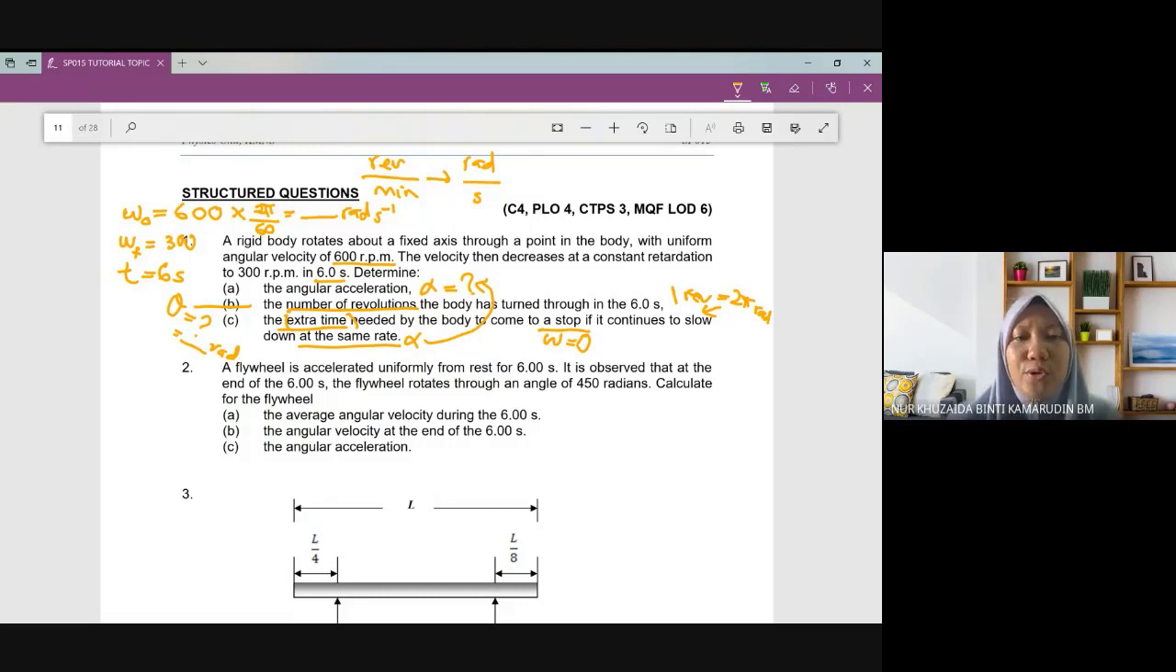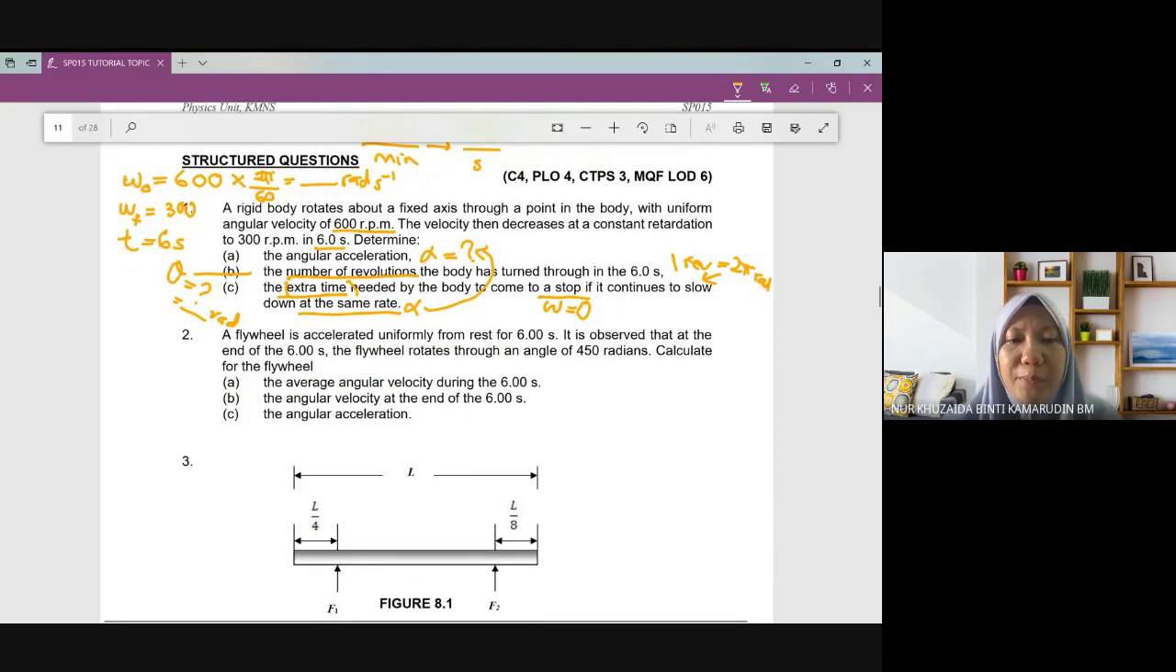Okay, so ini contoh soalan lah untuk subtopik 8.1. Okay, so you can nampak bila you dah buat dia lebih kurang sama sahaja macam linear, cuma daripada velocity contohnya you ada perkataan angular dekat depannya. Okay. Alright, so soalan nombor 2 ni pun lebih kurang sama.